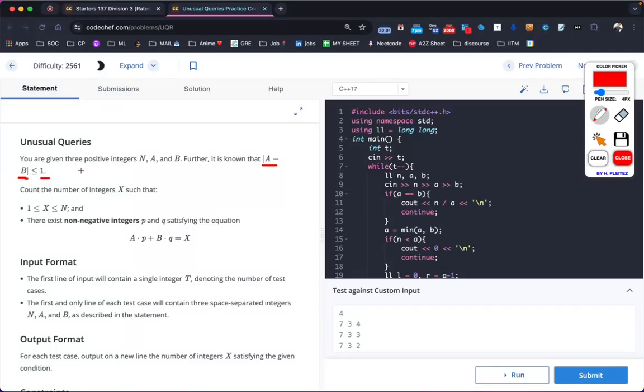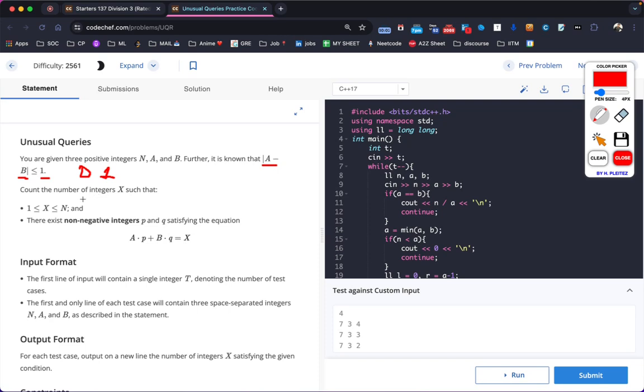So the possible cases are either 0 or 1, and there are no other possible values since mod of a minus b will be giving that. So either a minus b equals 0, then a will be equal to b, or a minus b equals 1, then a will be equal to b plus 1. So there are two possible cases we can derive from here.